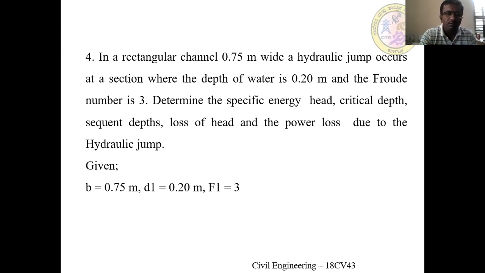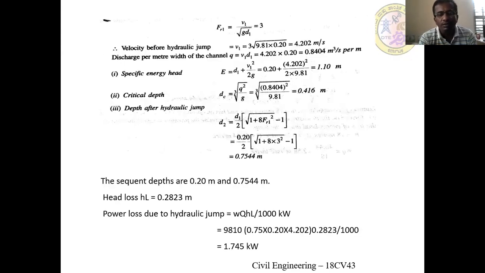So first, you find the value of V1. We know the value of F1 and D1. F1 equals V1 by root of g D1. Substituting, the velocity before the jump comes to around 4.202 meter per second. So the discharge per unit width of the channel, small q, equals V1 into D1. We know V1 is 4.202 and D1 is 0.2; substituting, we get 0.8404 meter cube per second per unit width.